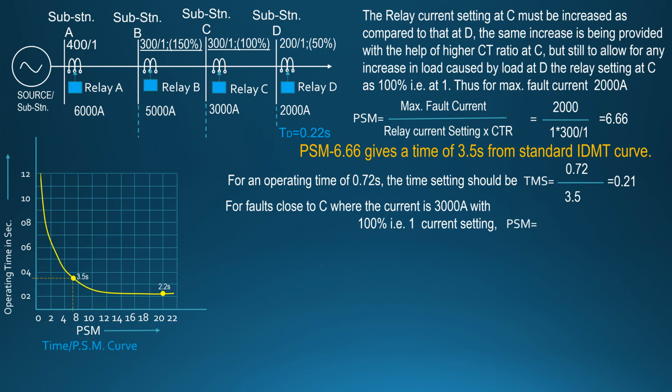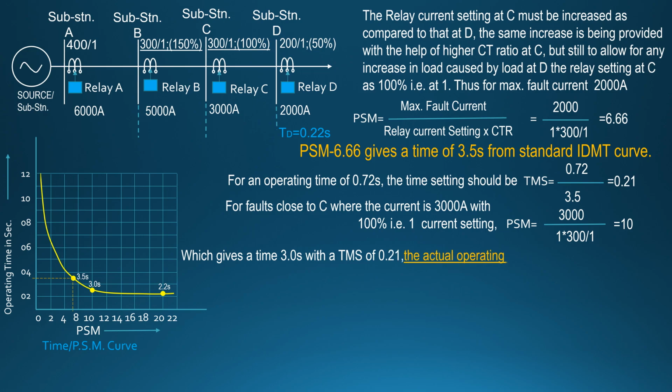the PSM is equal to 3000 divided by 1 into 300 by 1, is equal to 10, which gives a time of 3.0 seconds with a TMS of 0.21. The actual operating time at C is 3.0 into 0.21, is equal to 0.63 second.